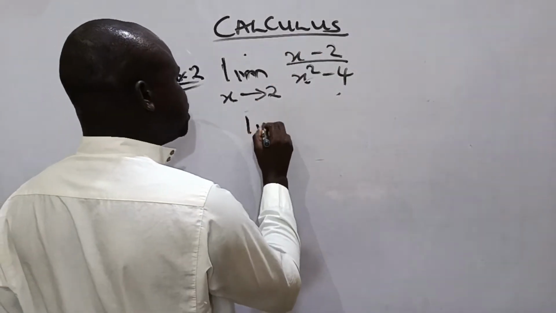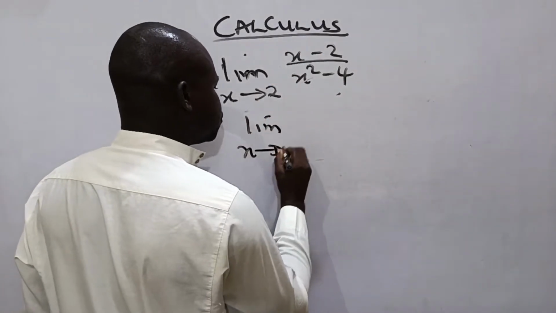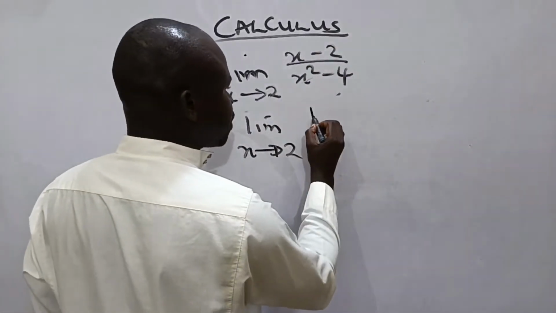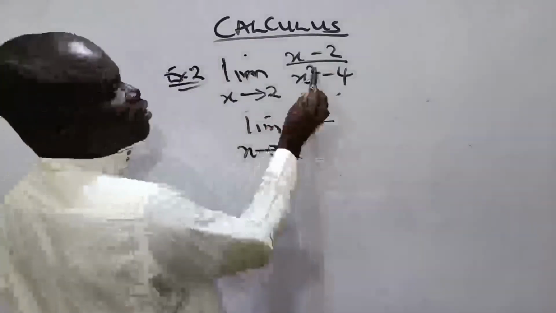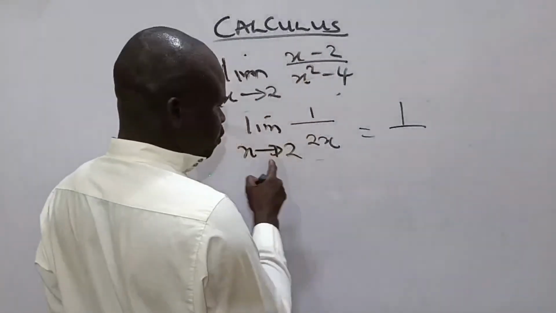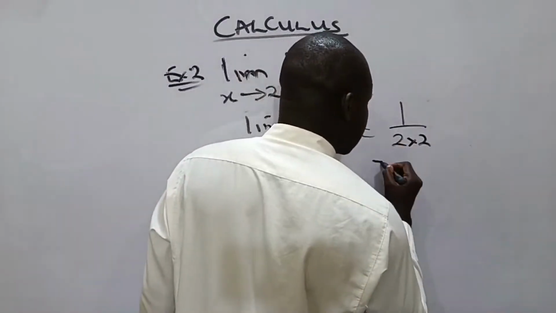So, of course, this will be the limit as x tends to 2. When we apply the L'Hopital rule, when I differentiate this numerator, I'm going to get 1. When I differentiate this denominator, this will be 2x. So I'm going to have 1 all over, and I'll substitute x equal to 2: 2 times 2. And that will be 1/4.